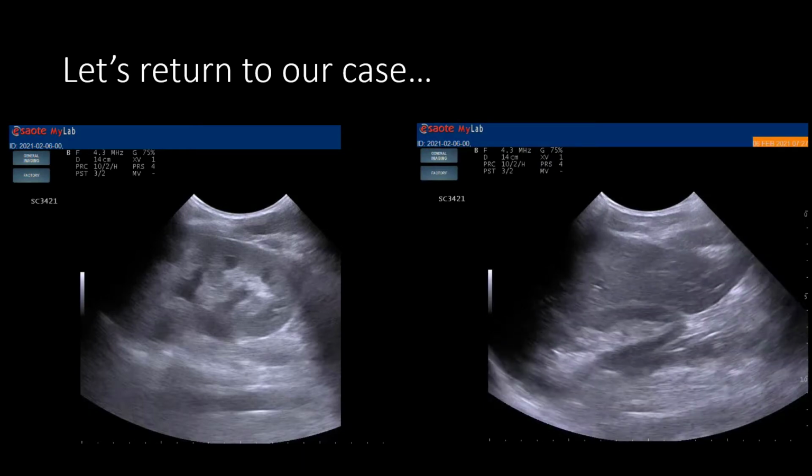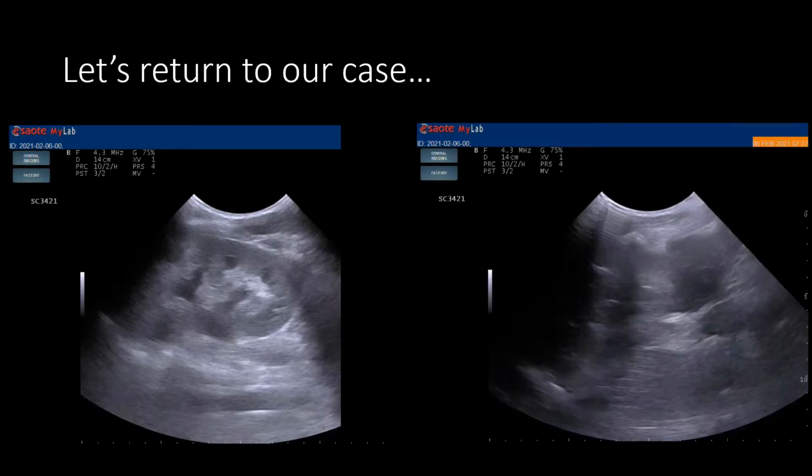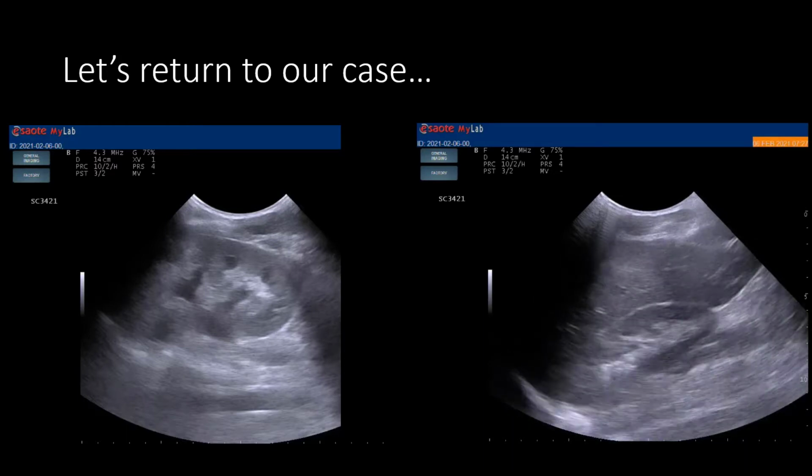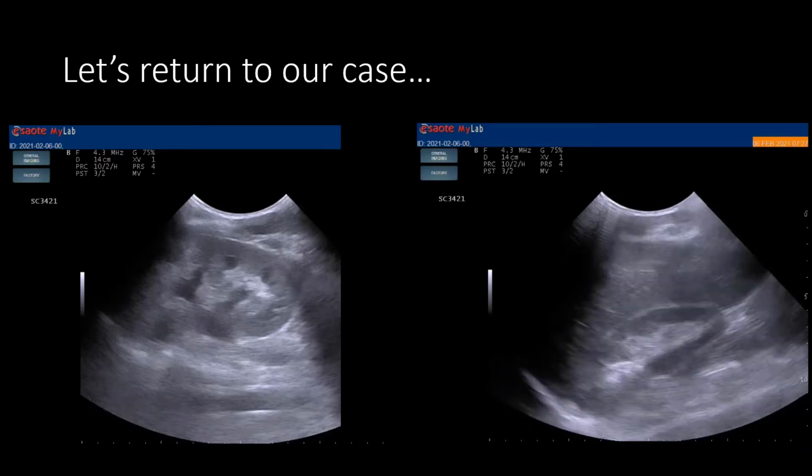Here's the right kidney on the unaffected side. As you can see, there is almost no black within the white. So the scan on the left was positive for mild hydronephrosis.